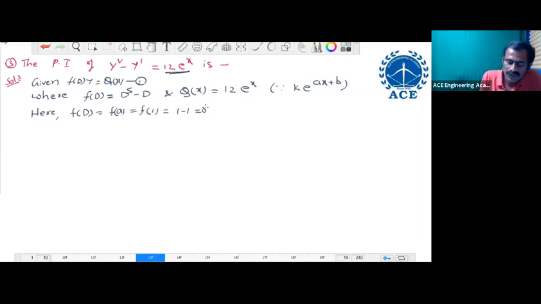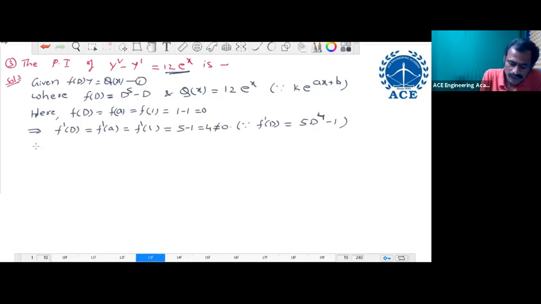But here it is 0, so we go to the next order derivative, which implies f dash of D equal to the derivative of this, which is 5D power 4 minus 1. f dash of a equal to f dash of 1. Since f dash of D equal to 5D power 4 minus 1, if we replace D with 1, this becomes 5 minus 1 equal to 4, not equal to 0.